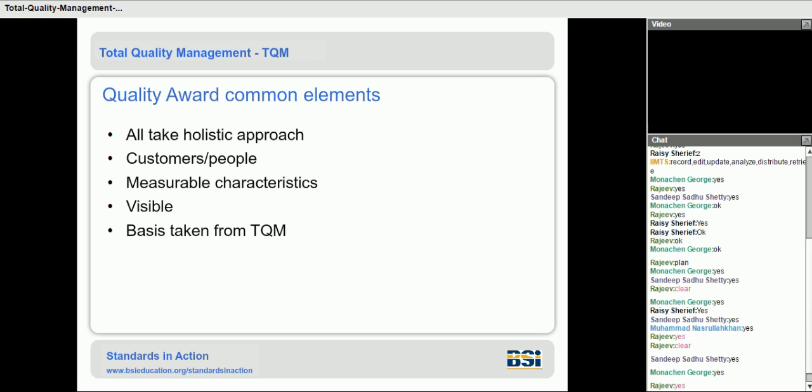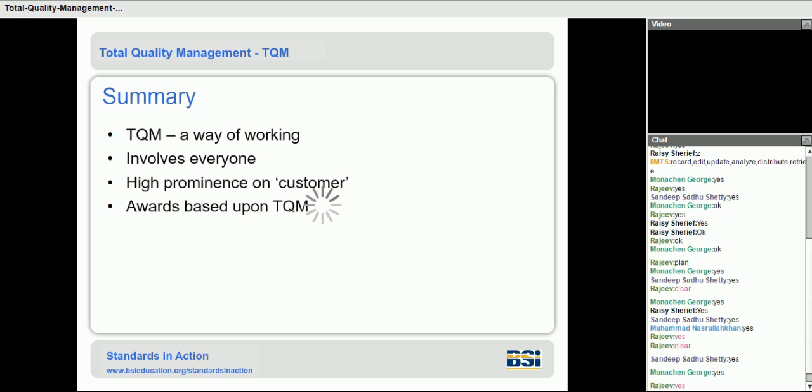Then comes the total quality management, quality awards, common elements. All take holistic approach, customers, people, measurable characteristics and visible basis taken from total quality management. So this brings us to the end of this total quality management part.